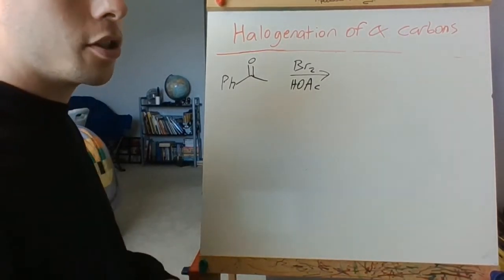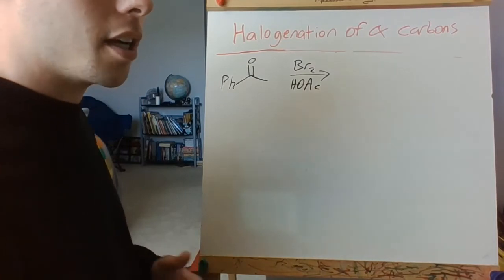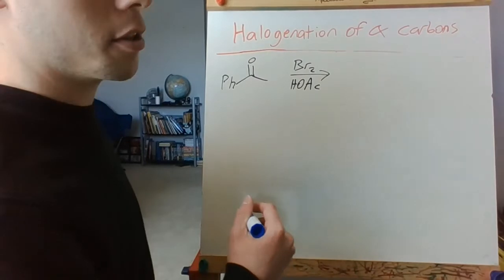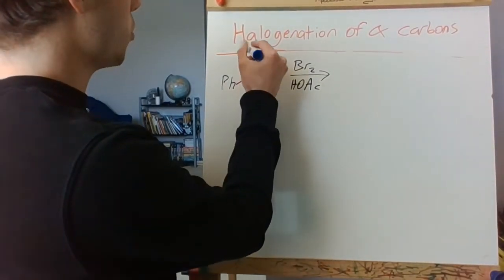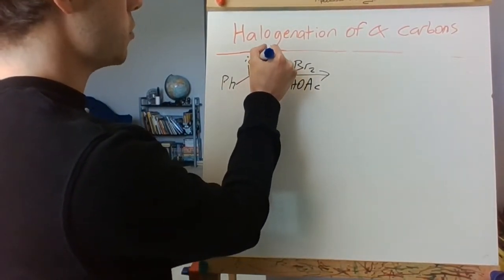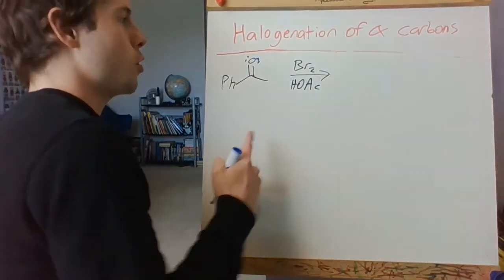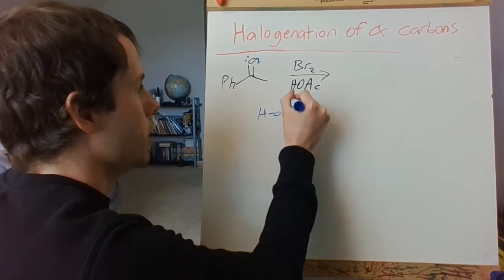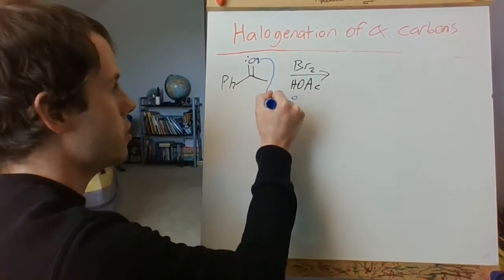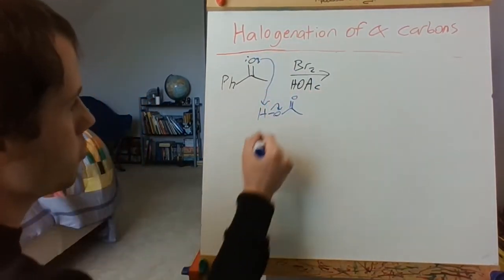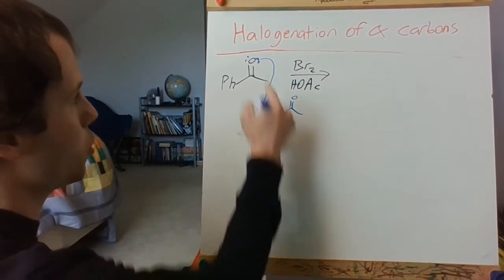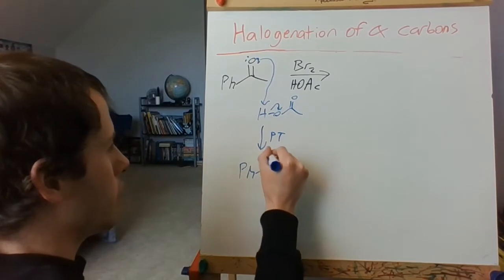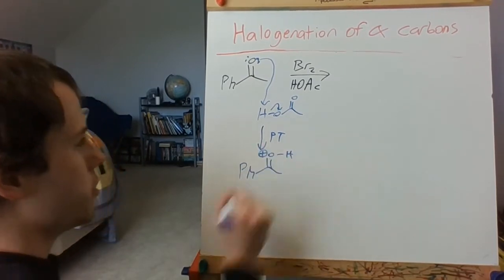So under basic conditions, we generated an enolate. In acidic conditions, we're going to generate an enol. Let's take a look at the mechanism shown here. Remember, proton transfers are the fastest reaction that can occur. We have an oxygen with a lone pair, and we have acetic acid over here. The first thing that's going to happen is a proton transfer reaction, and so we protonate our oxygen to get to a molecule that looks like this.